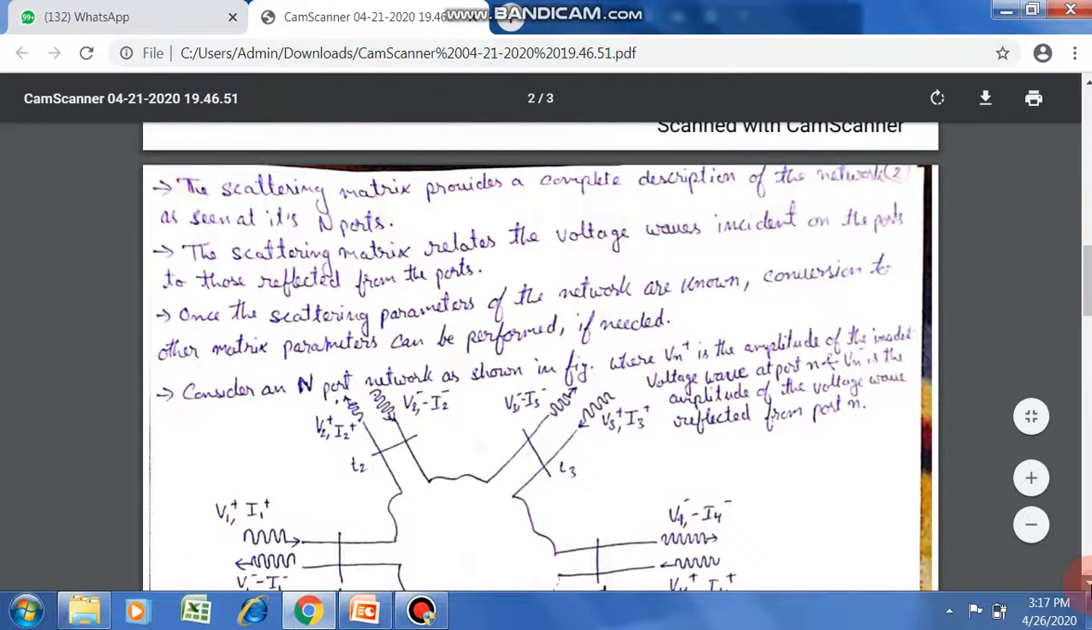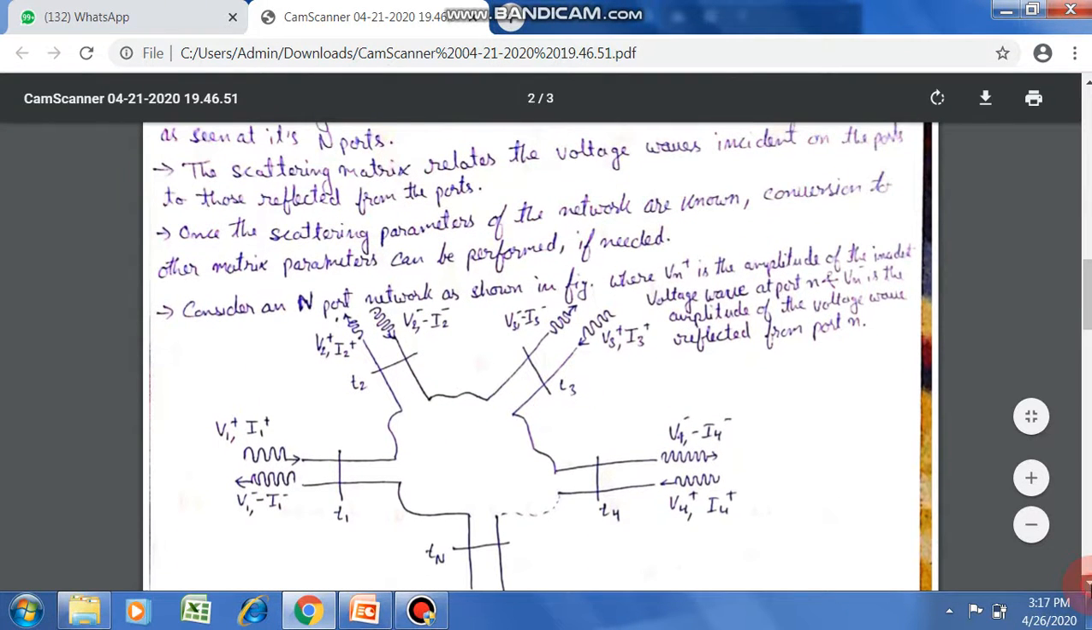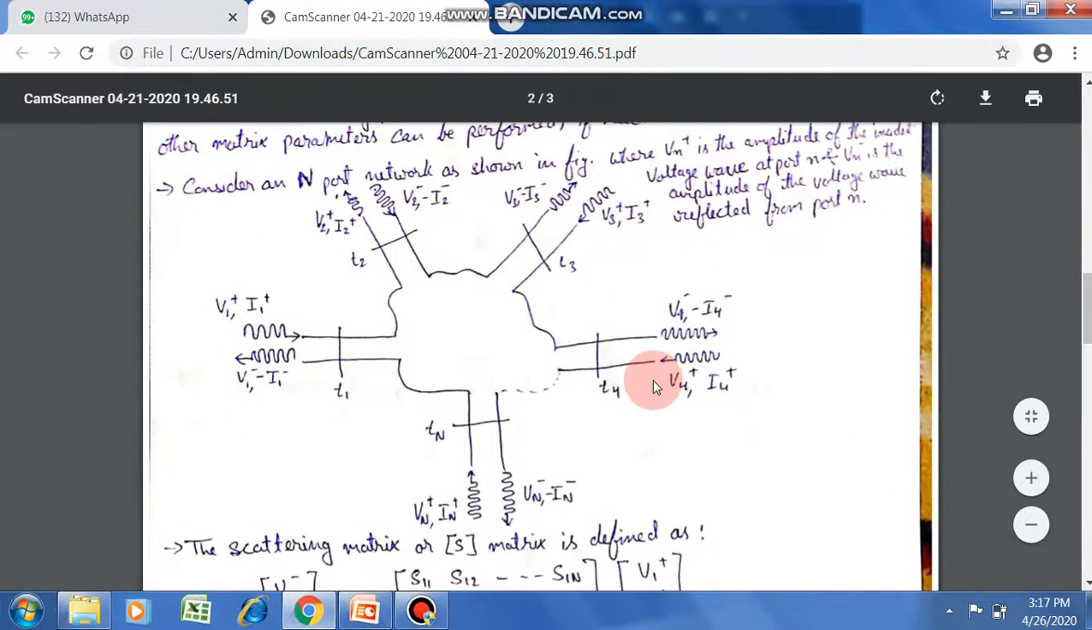So here we'll see how we can make the S matrix. You can see this is an N port network, port 1, 2, 3, 4 and so on up to N.